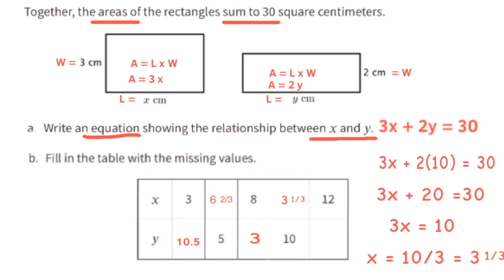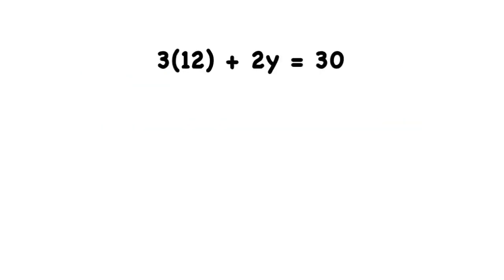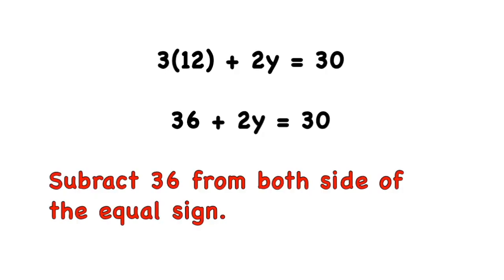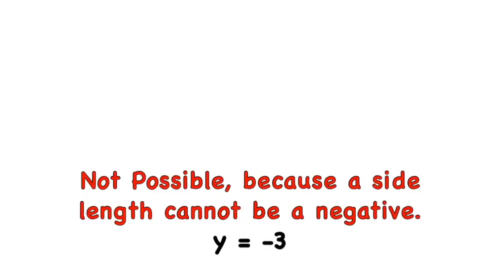Finally, the last value they give us for x is 12, so we'll substitute a 12 for the x. That becomes 3 times 12 plus 2y equals 30. 3 times 12 is 36, so now we have 36 plus 2y equals 30. Next, we need to subtract 36 from both sides of the equal sign. That gives us 2y equals -6. Divide both sides by 2 to get the y by itself, and you have y equals -3. And remember, y equals a side length. So this is not possible because a side length cannot be negative.